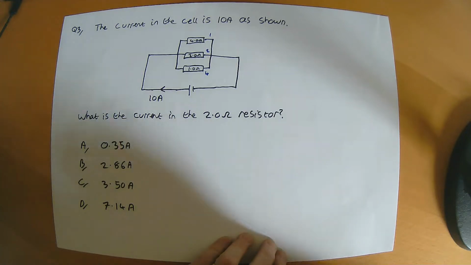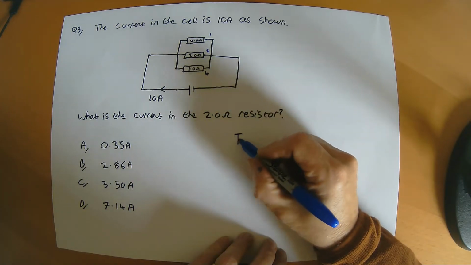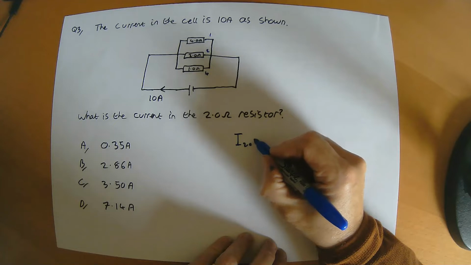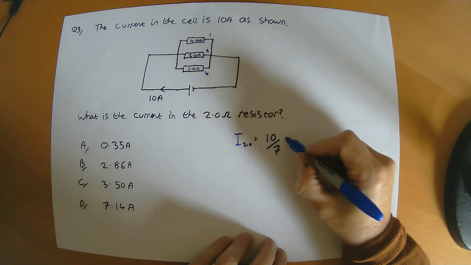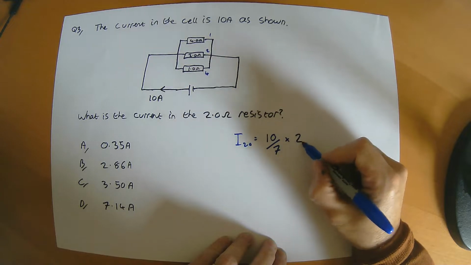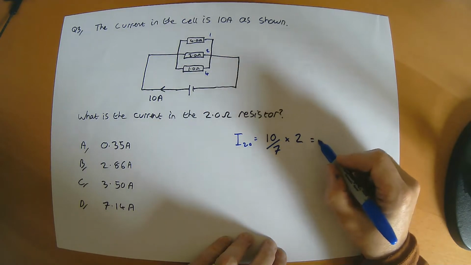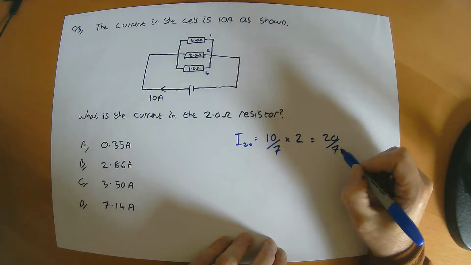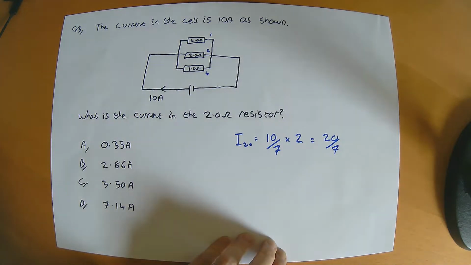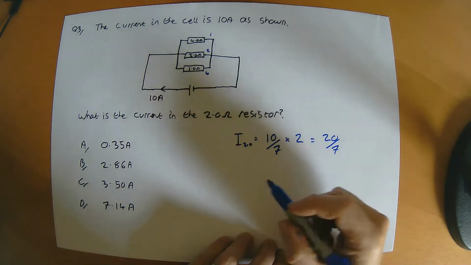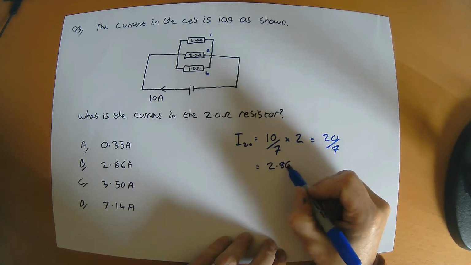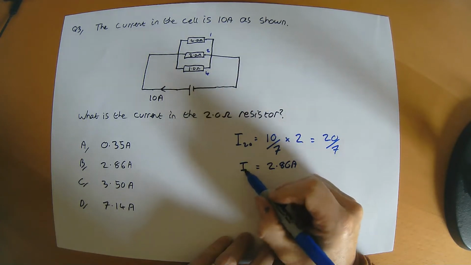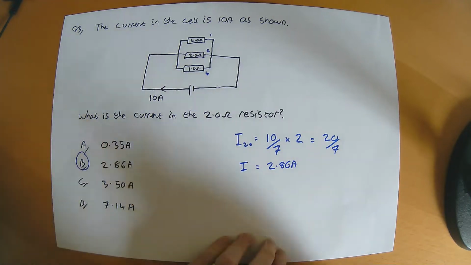And we know that it all adds up to 10 amps, so the current passing through the 2 ohm resistor is equal to the 10 amps divided by 7 times the 2 shares that it gets, and that's equal to 20 over 7, and 20 over 7 is 2.86. Which is B.